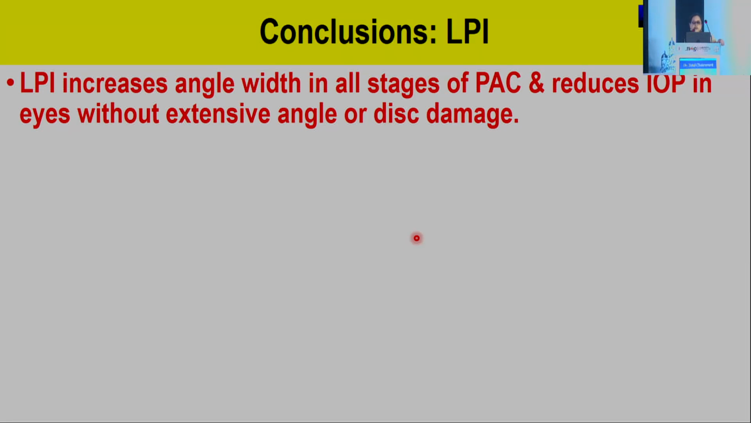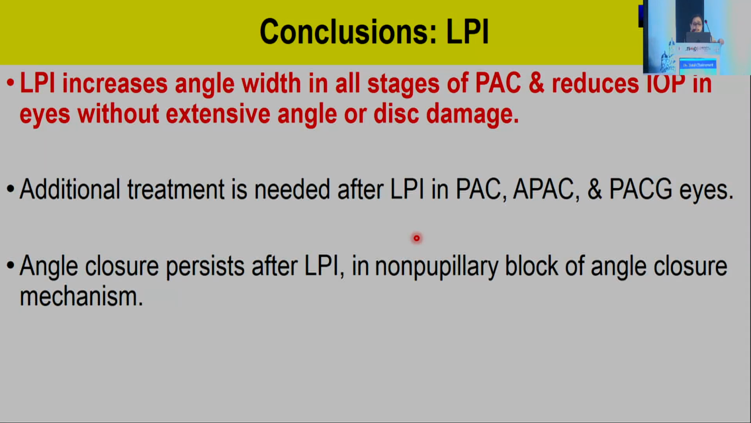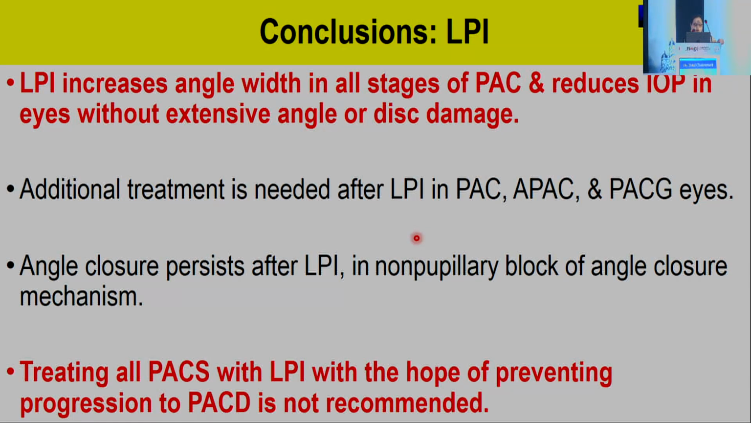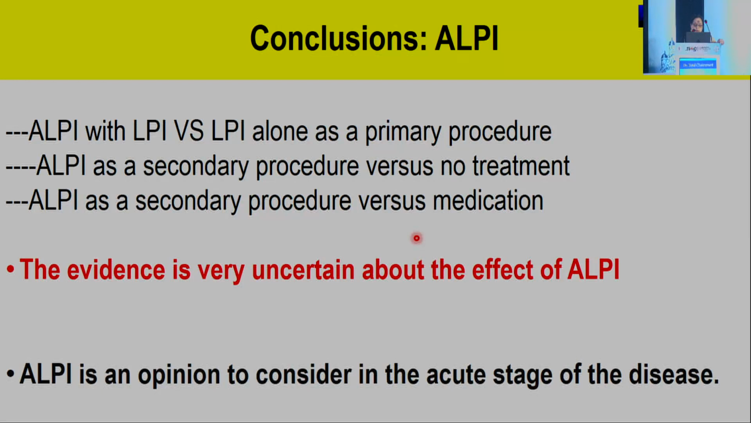LPI increases angle width in all stages of PAC and reduces IOP in eyes without extensive angle or disc damage. Additional treatment is needed after LPI in PAC, APAC, and PACG eyes. Angle closure persists after LPI in non-pupillary block angle closure. Treating all PACS with LPI in the hope of preventing progression to PAC is not recommended. Regarding LPI, all these studies prove that the evidence is very uncertain about the effect of LPI. But please remember that ALPI is an option to consider in the acute stage of the disease.